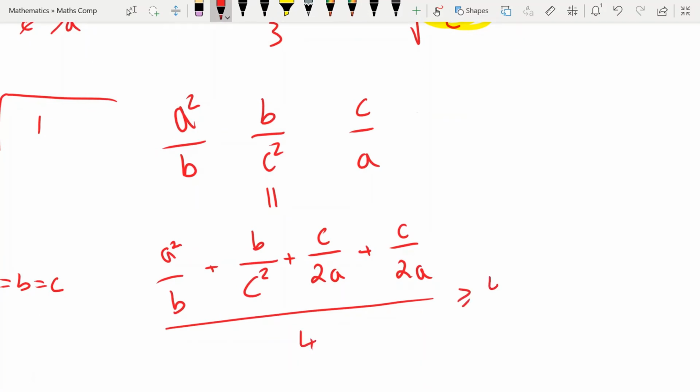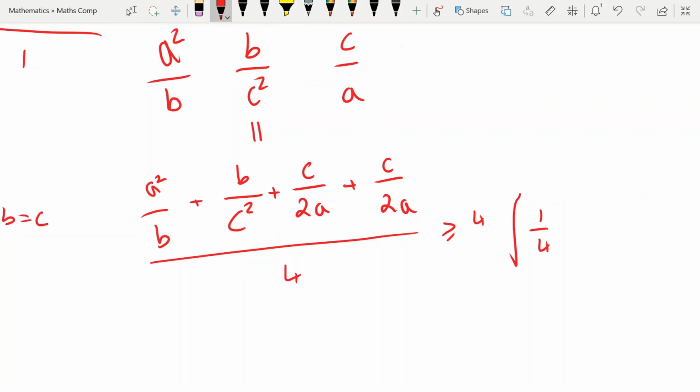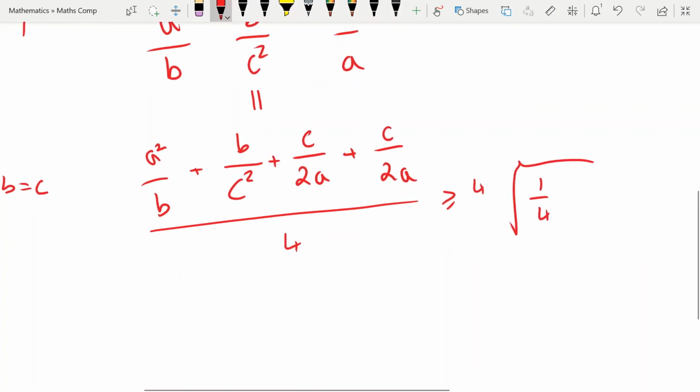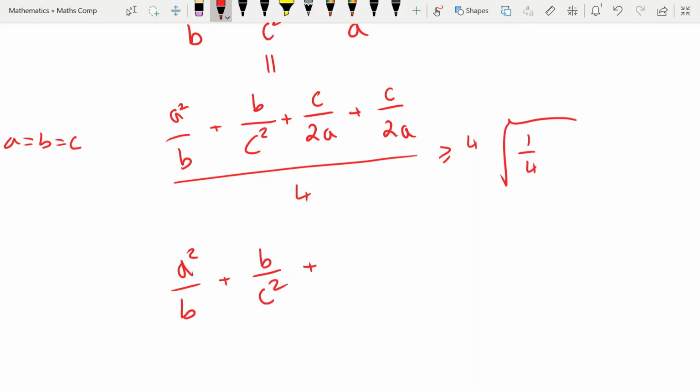So this is going to be the 4th root of, and then multiplying through, you see all the A's, B's and C's cancel, and you're just left with 1 over 4. So that's quite nice. The 4th root of 1 over 4 is equal to this term here, and we can multiply out by 4 again, and then get A squared over B plus B over C squared plus, we can recombine these now because it looks a bit nicer, plus C over A is greater than or equal to 4 times the 4th root of 1 over 4, which is equivalent to 2 root 2.